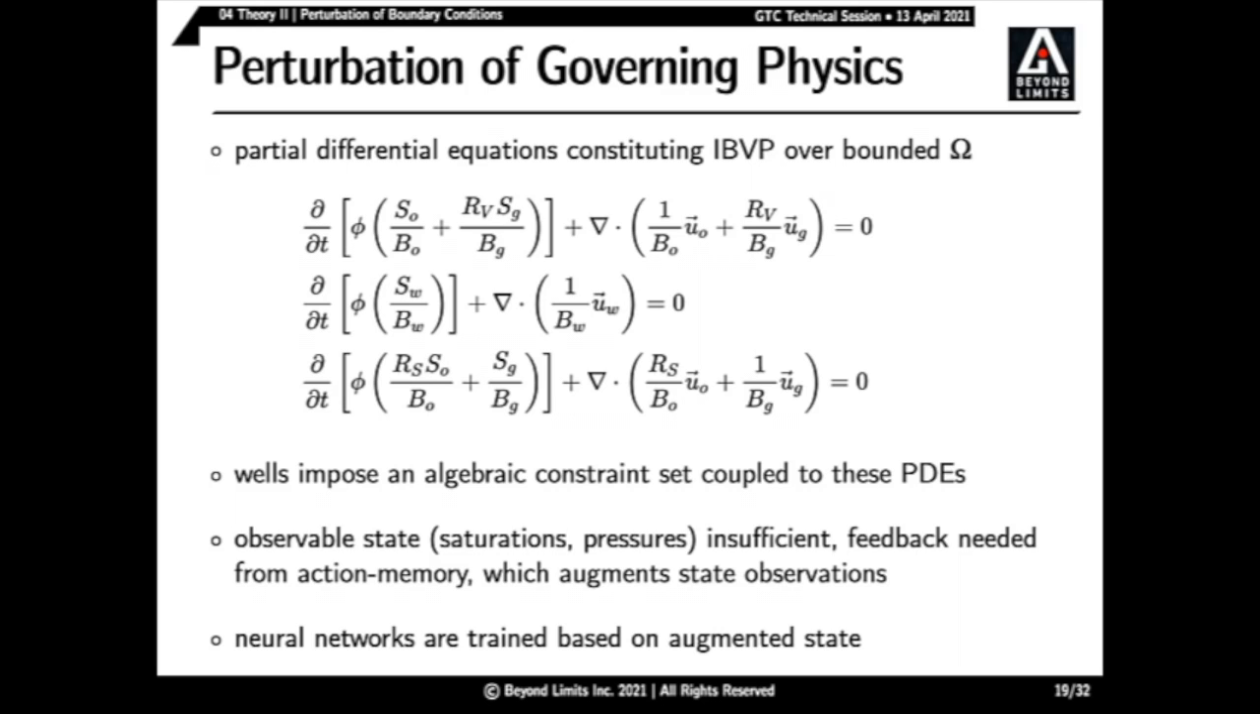solution. Of course, this means that every time an action occurs, that is, the placement of a well, the system itself changes in analogy to the red pendulum, and one must keep track of these changes over the lifetime of the reservoir. Formally, the observable state consisting of saturations and pressures is insufficient to describe the system, and the feedback from the action memory is needed to augment this state when training the actor and the critic neural networks.